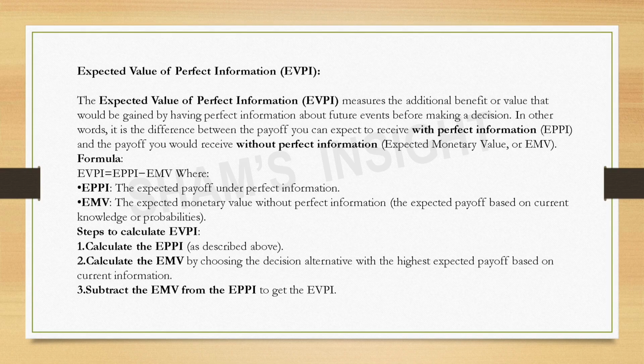So the steps to calculate EVPI are: first, you have to calculate the EPPI as described earlier, and then you have to calculate EMV by choosing the decision alternative with the highest expected payoff based on the current information. Then you subtract these both to get EVPI. I know it's a bit confusing, so let's solve the question.